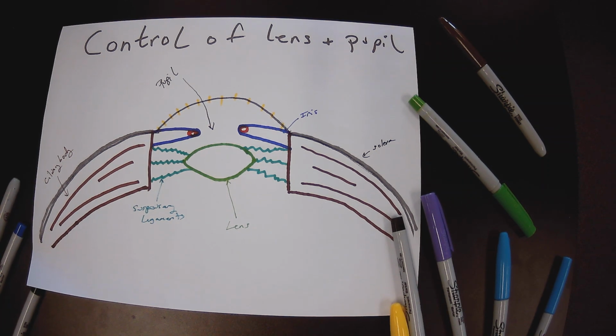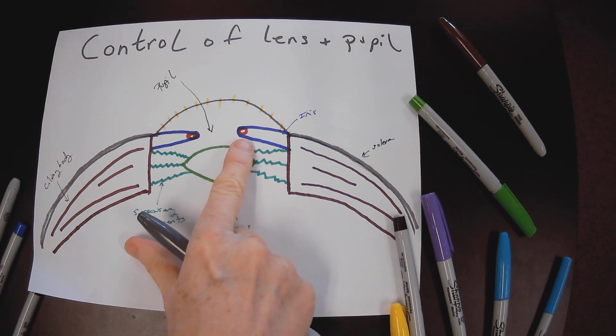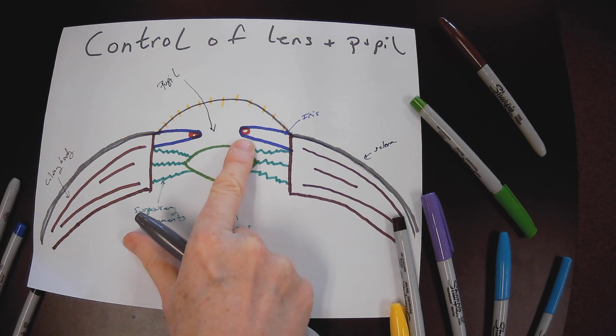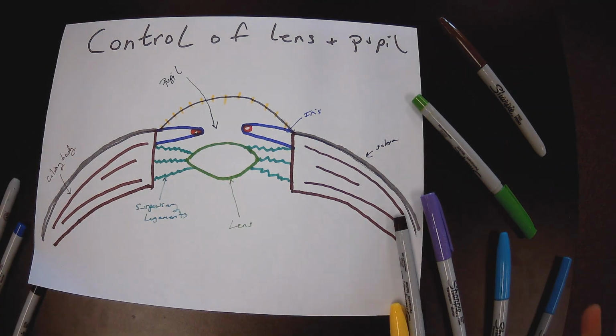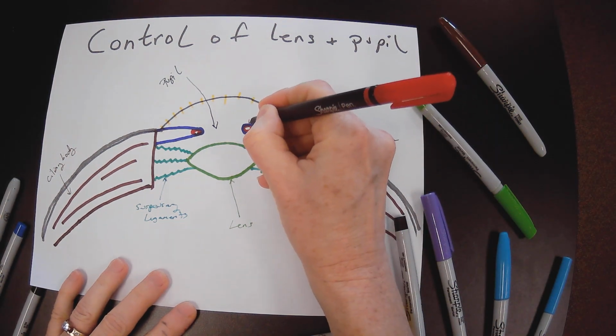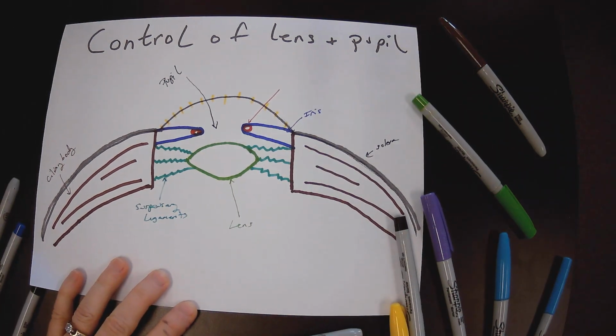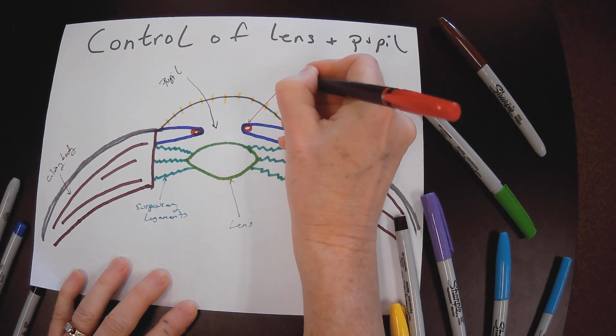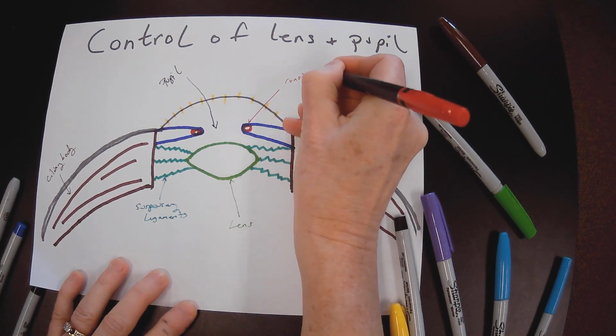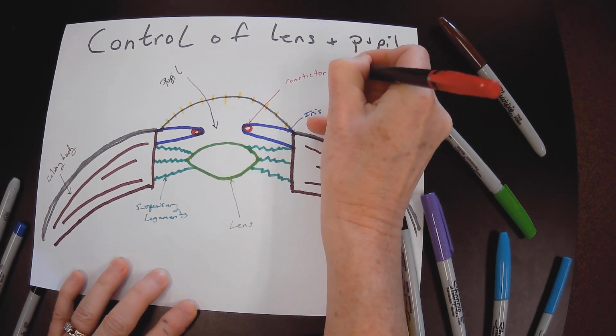Okay, and one way to remember which one is which is if this muscle contracted, what would happen to the shape of the iris? Would it constrict or would it dilate? Yeah, constrict, right? So that's the constrictor pupillae. This muscle, all the way around the inside of the iris, is called your constrictor pupillae.